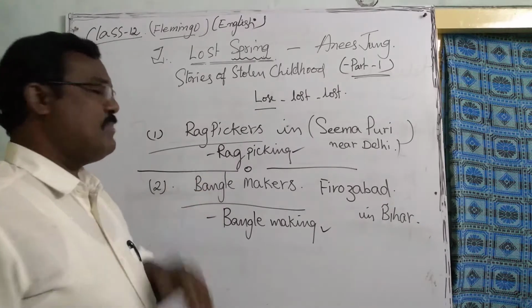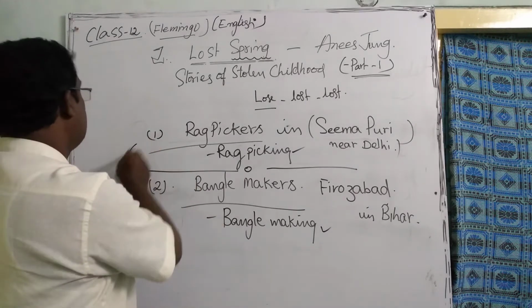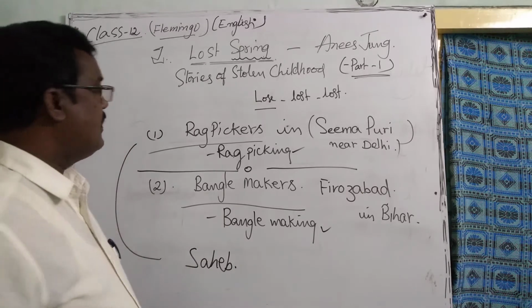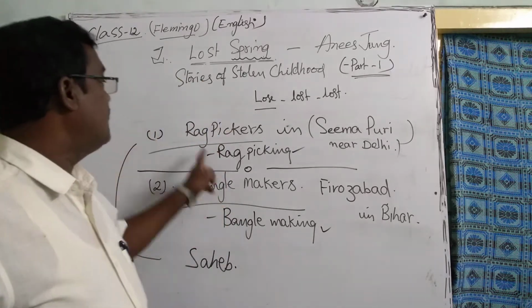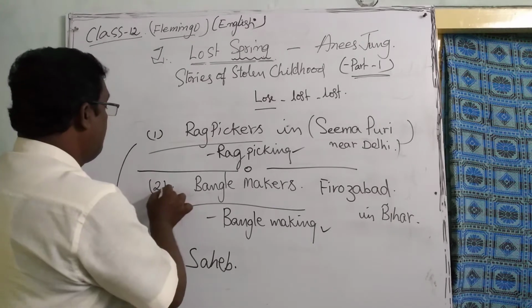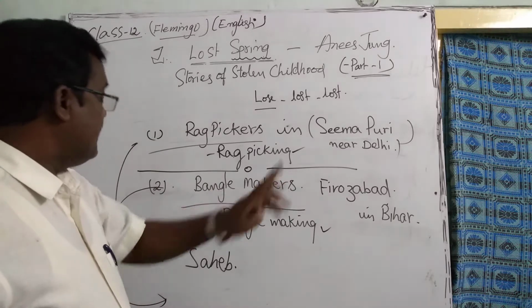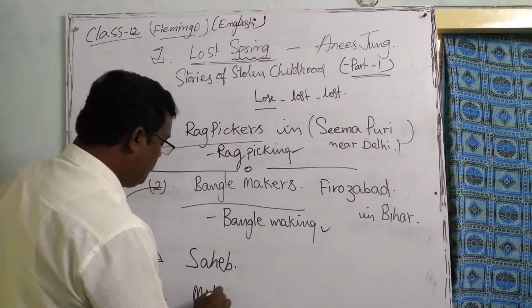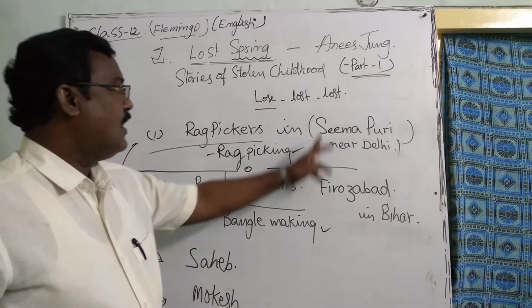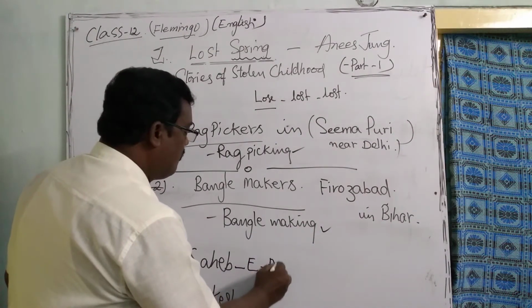So here, rag pickers and bangle makers. In rag pickers, one person, his name is Saheb. He is the boy about whom the author mentioned in the part of rag picking. And the second part, bangle makers. The important character in the bangle makers is Mukesh. So the first part of the lesson deals with the rag pickers. The author took Saheb. His full name is Saheb-e-Alam.